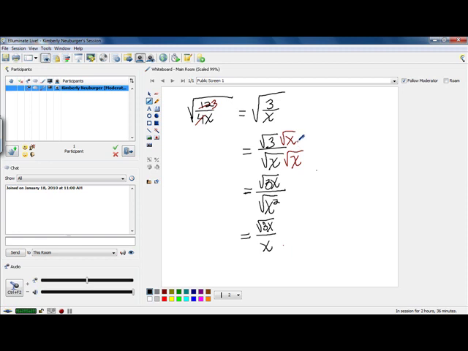This process where you're multiplying the top and the bottom by whatever the square root on the bottom is called rationalizing the denominator. And for square roots, it does normally end up being whatever's in the denominator, as long as that is simplified. It's normally whatever the radical is in the denominator.